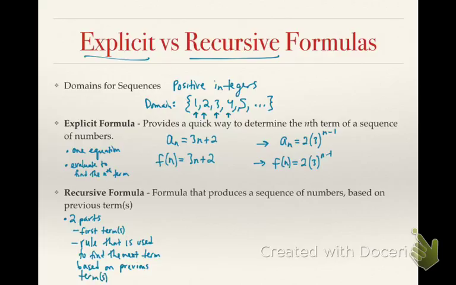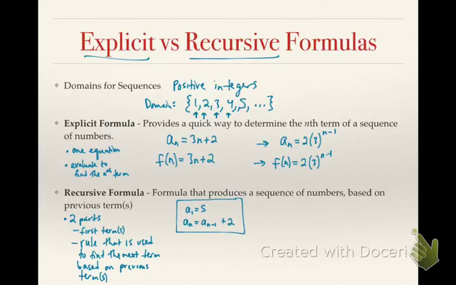So, for instance, you're always given the first term in a recursive formula. Let's say the first term ends up being 5, and I want my rule to be adds 2 to the previous term. Then I'm going to identify an as the previous term, which is an minus 1, plus 2. That is a recursive formula.